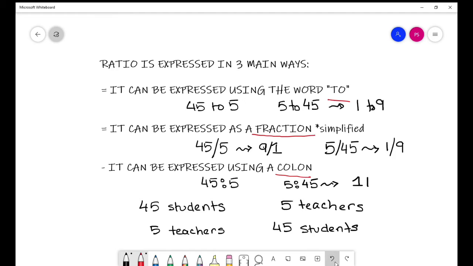Now, when we simplify it, it also has some additional information that we can deduce. In our example, we were told that for every 45 students, there are 5 teachers, or for 5 teachers, there are 45 students. Now, the moment we simplify it, we get 1 to 9. That gives us another layer of information. It tells us that for every 1 teacher, there are 9 students. Or if we were working with a ratio where the student came first, that for every 9 students, there is 1 teacher.